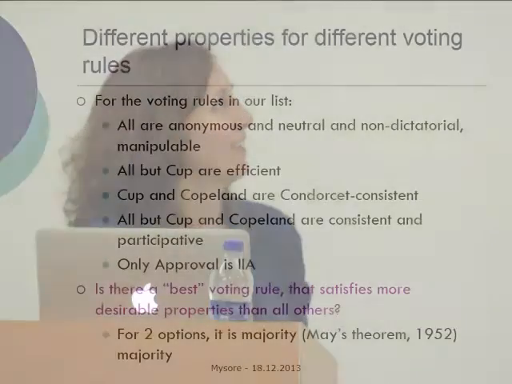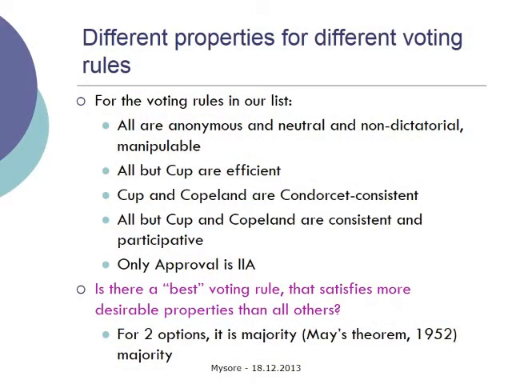We'll see that actually, you know, it's always the case, okay? So let's look at, for example, the voting rules that I wrote in my very incomplete list. Of course, every voting rule has a different set of these desirable properties. For example, all the voting rules that I wrote are anonymous and neutral and non-dictatorial, and all of them are manipulable. Okay, I just showed you plurality, but I could show you examples of manipulability also in the other voting rules. All of them are efficient.